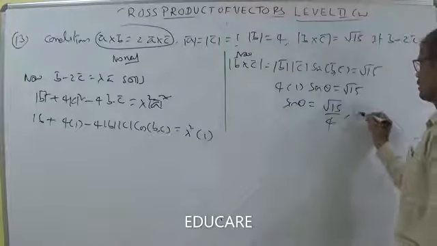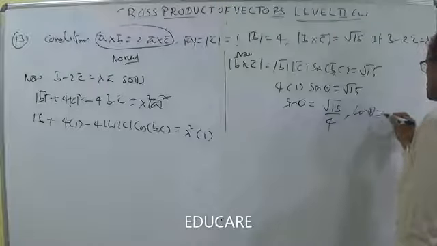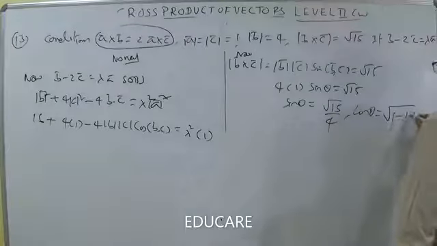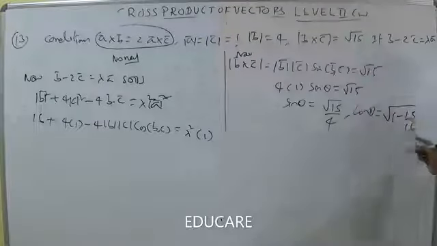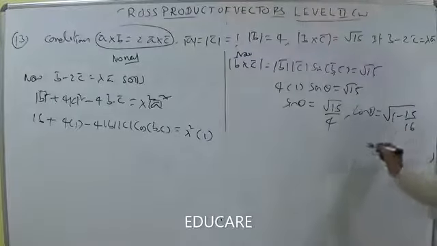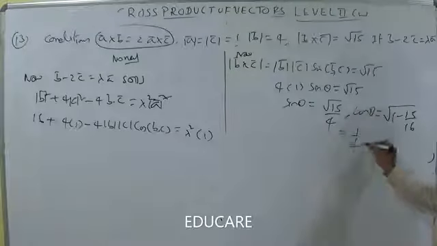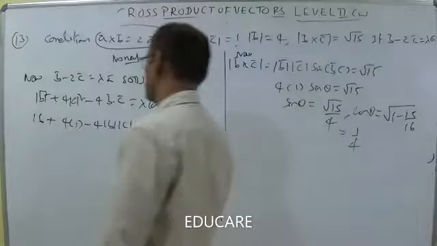We need here cos theta. Cos theta formula is root of 1 minus sine square theta, which is root of 1 minus 15 by 16. It becomes 1 by 4. The value you substitute here.